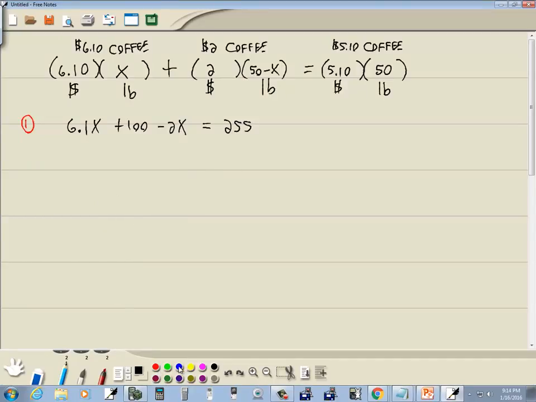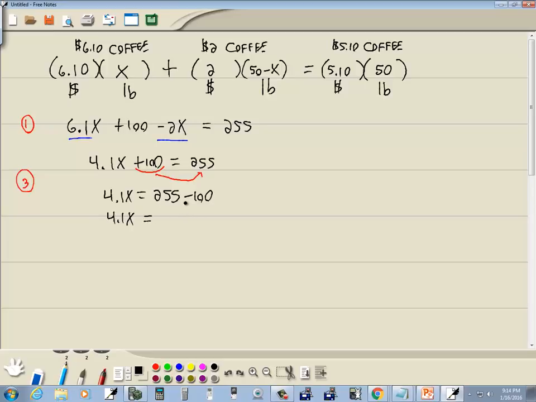Well, our note up at top in solving linear equations says at any step combine together like terms. 6.1x minus 2x gives us, not very good with decimals, but I think that's 4.1x plus 100 equals 255. Step 2, get rid of fractions. Don't have any. Step 3, get everything with an x on one side, numbers on the other side. When I say numbers, I'm talking about constant terms. So I'll take the 100 over to the right side. Now when you take anything across your equals, your sign changes. So the positive 100 becomes a negative 100. 255 minus 100 gives us 155.